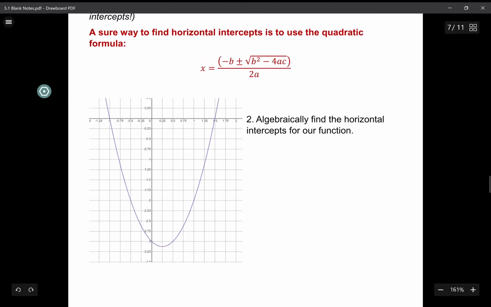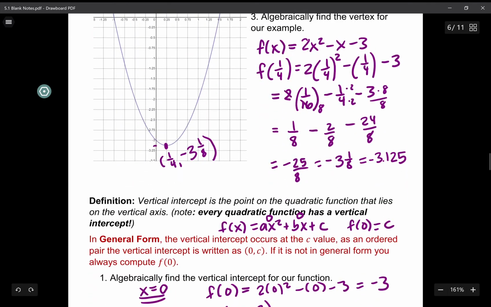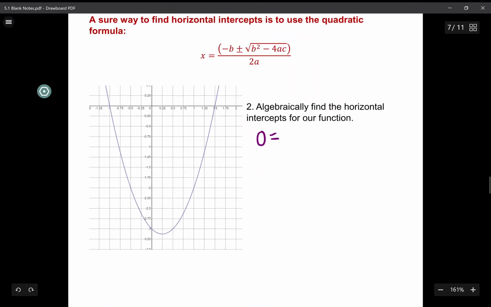So remember, the horizontal intercepts are where the output equals 0. So we're going to set 0 equal to 2x squared minus x minus 3. And I'm going to use the quadratic formula to solve this. Now, if you're a great factorer, great, go ahead and factor. You totally could factor this. If you're not great at factoring, the quadratic formula always works. So let's go ahead and plug this in. Remember, a is 2, b is -1, c is -3. All right, let's plug this in.